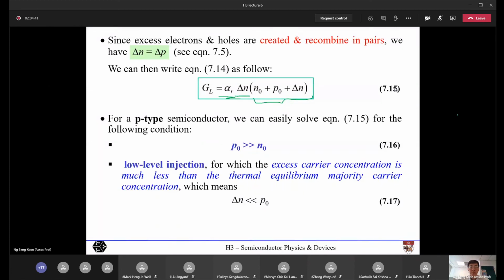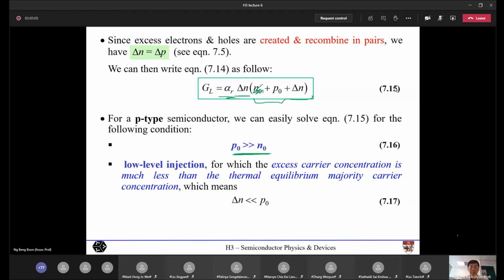So we can actually reduce this expression a little bit further using the 2 assumptions that we talked about earlier. If you recall, the first assumption is that the majority carrier is much greater than the minority carrier. That means P naught is greater than N naught in this case. Given this condition, the N naught will be negligible.